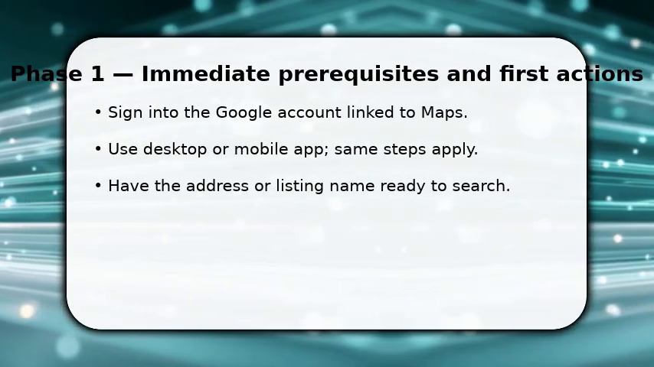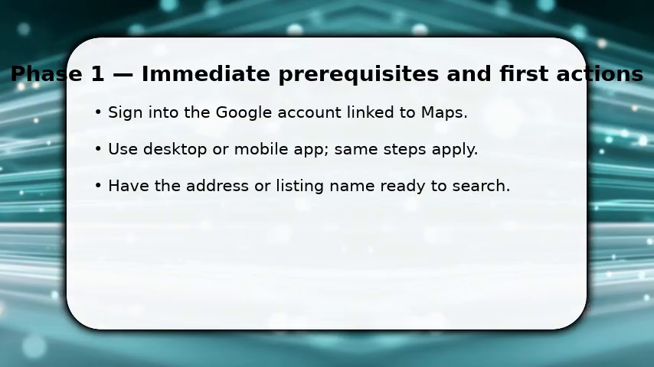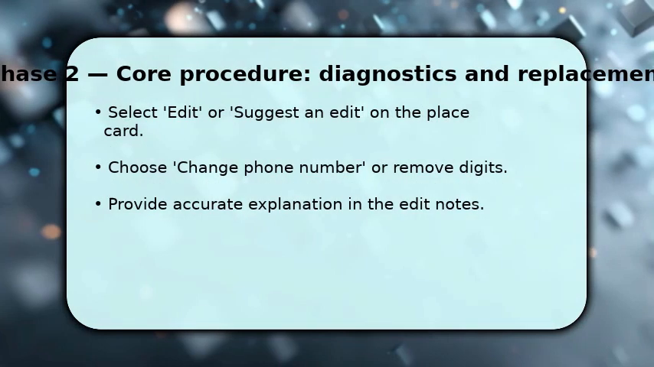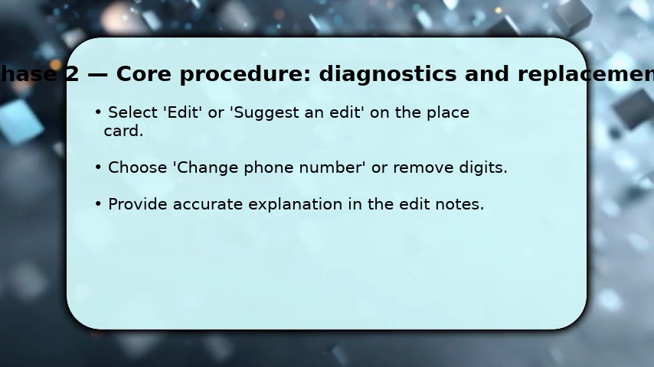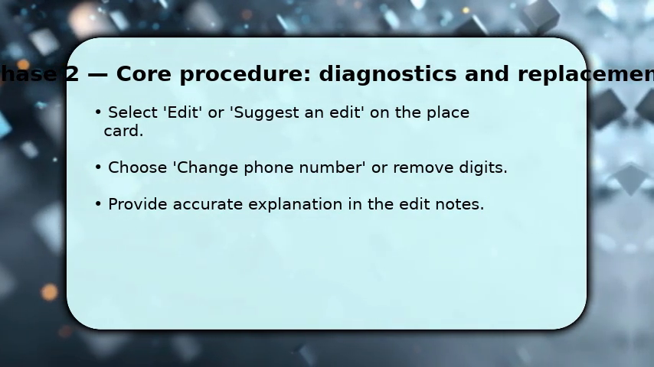Next, locate the Suggest and Edit option so you can make the actual change. Once the place card is open, tap Suggest and Edit or Edit. This is where you remove or change the phone number. You will see a phone field.